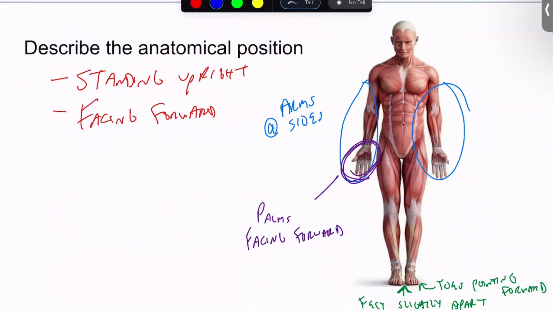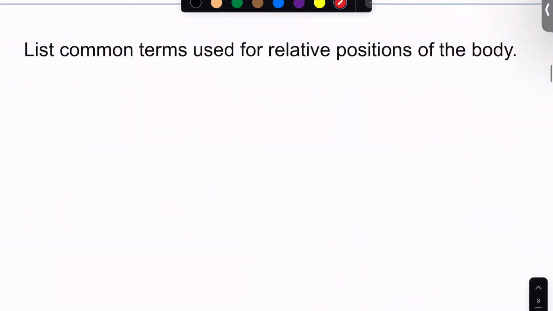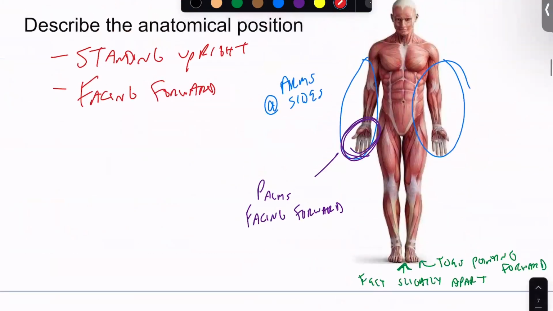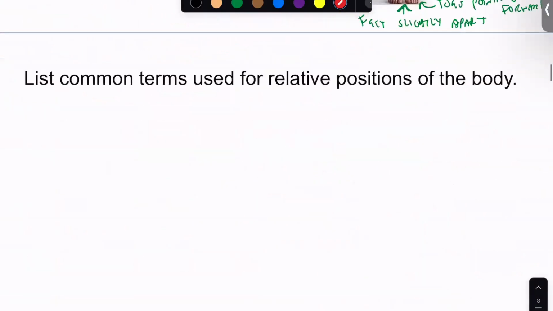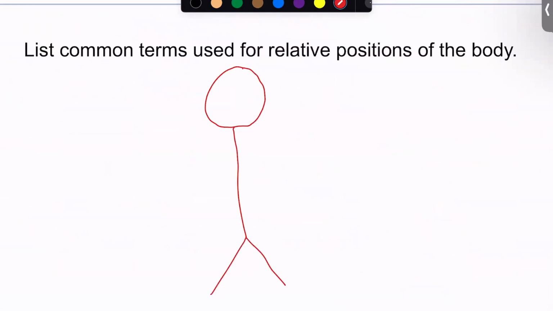All right. So list the common terms that are used for the relative positions of the body. Okay, so actually, never mind. I was going to try to see if I could steal a picture of that guy, but that's okay. So I'm just going to draw my own little person here. So this is, in theory, stick figure anatomical position. So first term, I'm going to draw arrows and then give you a second and see if you can name it.